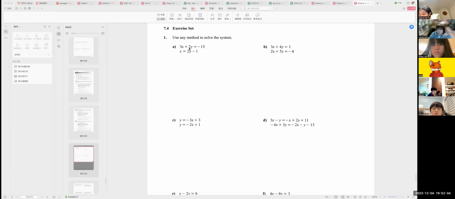We have 3x plus 2y equals negative 15, and x equals 2y minus 1. And I realized both of the equations have 2y. So I'm going to make 2y the thing to be replaced. So 2y equals x plus 1. Does everybody understand this one? Kevin? Okay, so I'm going to replace 2y, so 3x plus x plus 1 equals negative 15. So 4x equals negative 16, x equals negative 4.